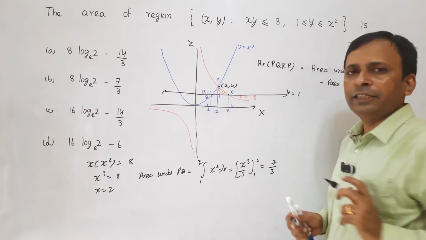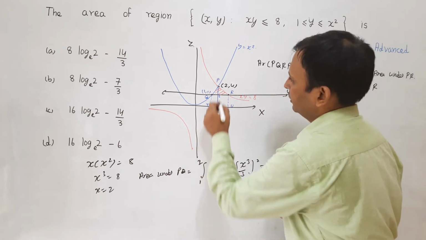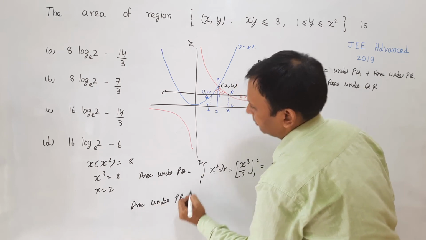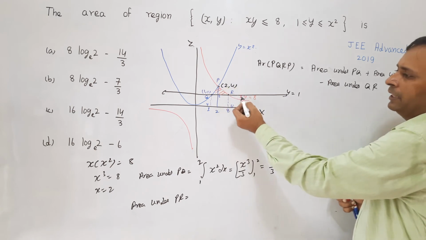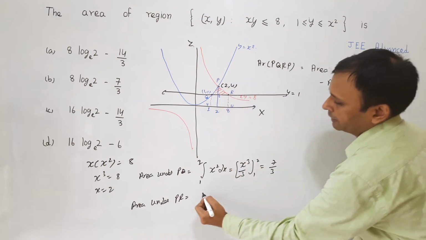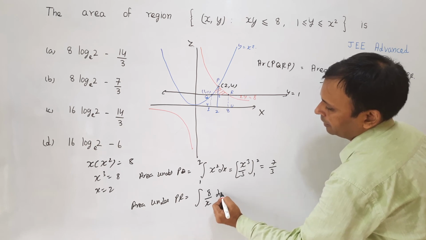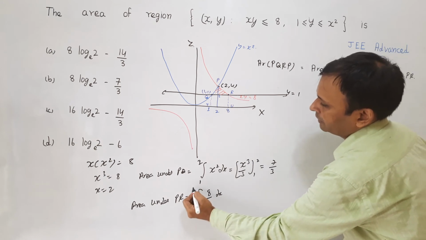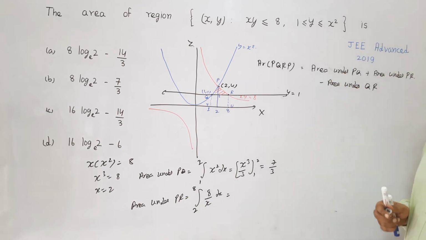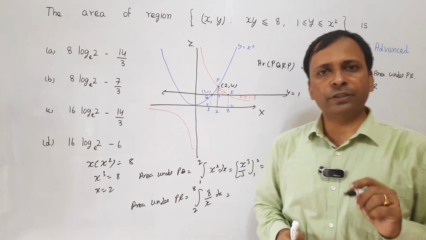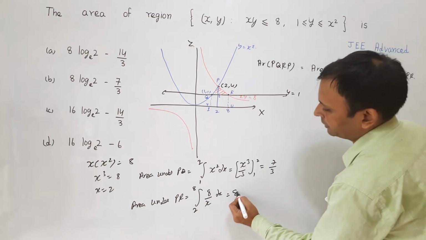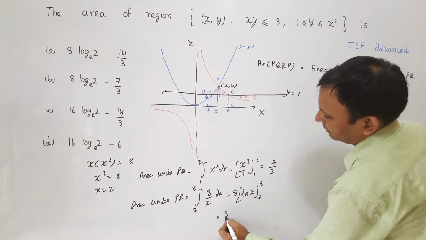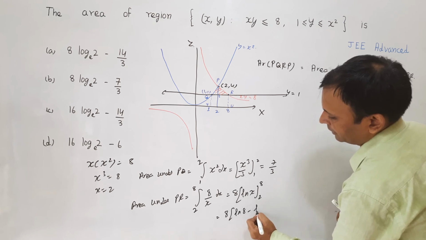Now I will find out the area below PR. Now what is this area? This is on the rectangular hyperbola xy equal to 8. So y becomes equal to 8 upon x. So it will be integral of 8 upon x, and the limit will be starting from x equal to 2 to x equal to 8. So I will integrate from 2 to 8. So 8 can be taken out, and the integral of 1 upon x will be log of x. So it will be 8 times log of x, from 2 to 8. That means it will be 8 times ln 8 minus ln 2.